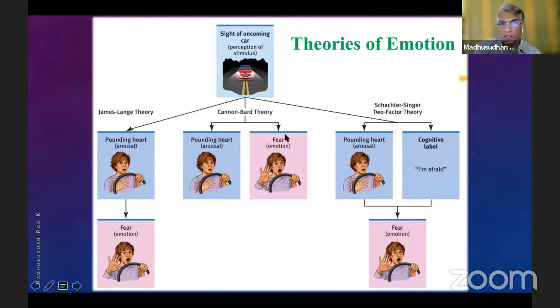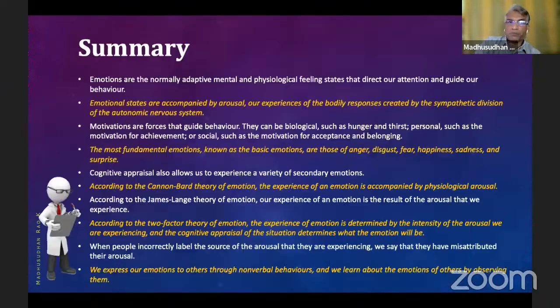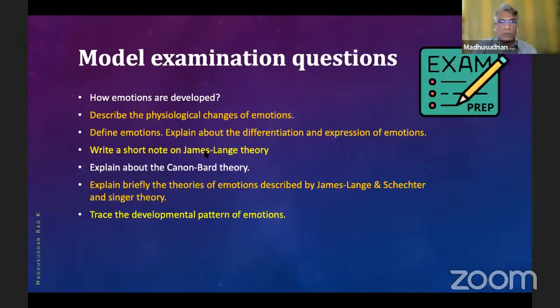To simplify all the theories, I kept them here as an image. This image represents all the theories in one place. Just look at it. This is the summary. If you go through this summary, you will understand most of it. So now coming to the model paper. The yellow ones are very, very important.